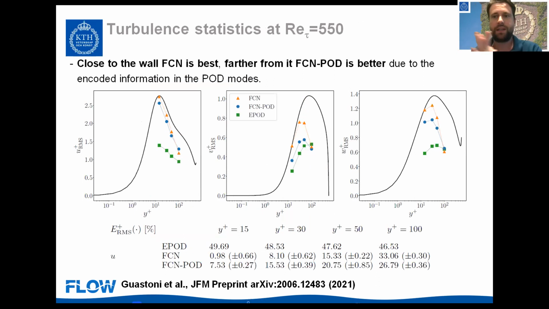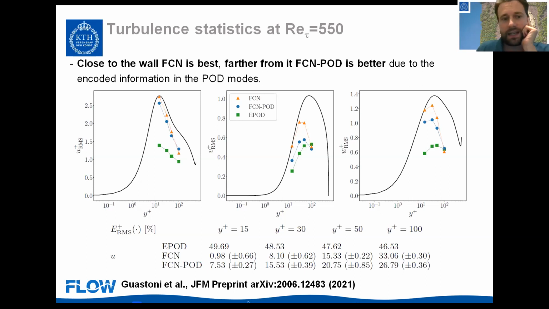I'm showing the 3 RMS values: the streamwise, spanwise, and wall-normal velocity fluctuations. In orange, the FCN; in blue, the FCN-POD; and in green, the extended POD, which, remember, is the linear method. What you can see is that very close to the wall, the error in predicting the near-wall region is 1%. It's extremely accurate what we can get here. Farther away from the wall, our predictions get worse. And we always outperform the linear method in all the positions.